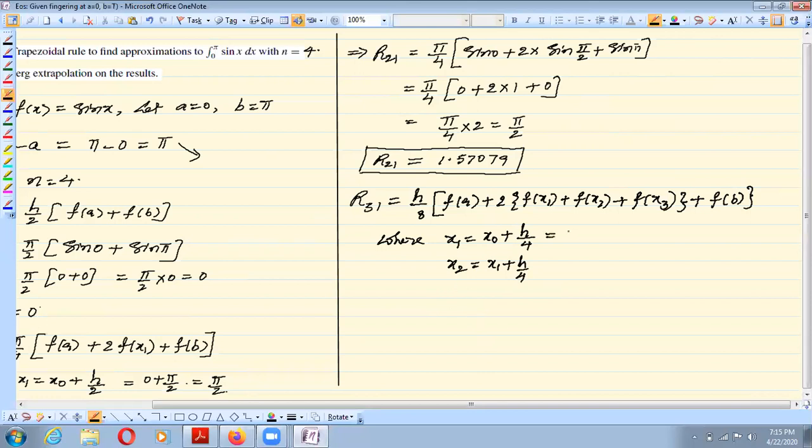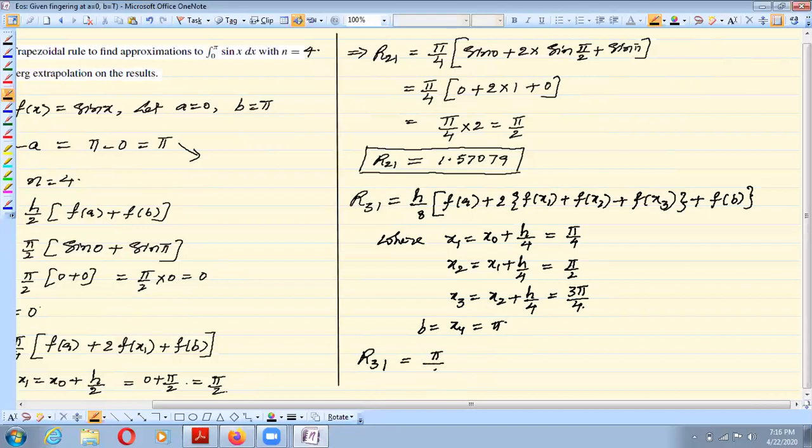That is x naught 0 plus pi by 4, next one, this is pi by 4 plus pi by 4, 2 pi by 4, hence we will get pi by 2. x3 is equal to x2 plus h by 4, that is 3 pi by 4. x4 is equal to, x4 means b, that is equal to how much? Pi. So we can put these values in this one.